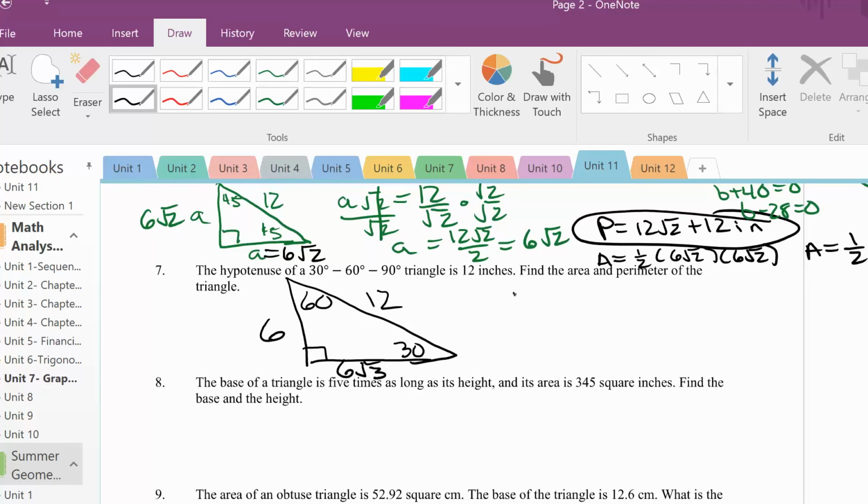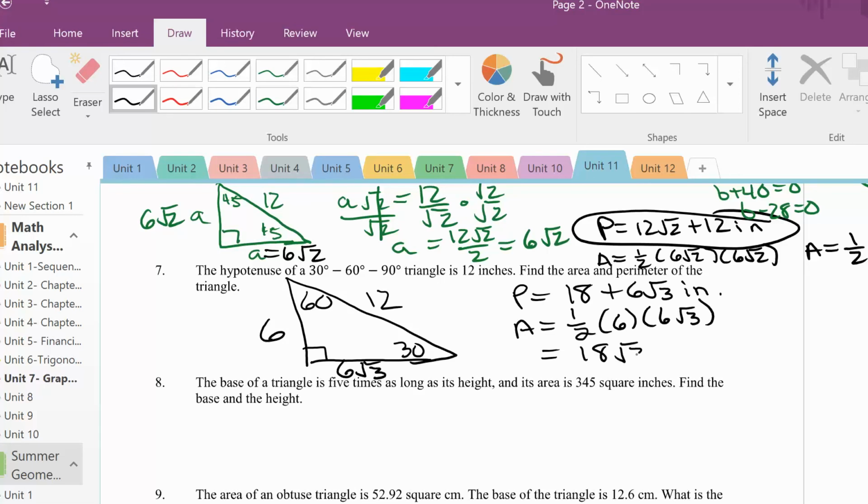So the perimeter would be 18 plus 6 rad 3 inches. The area would be 1/2 of 6 times 6 rad 3. So it'd be 18 square root 3 square inches.